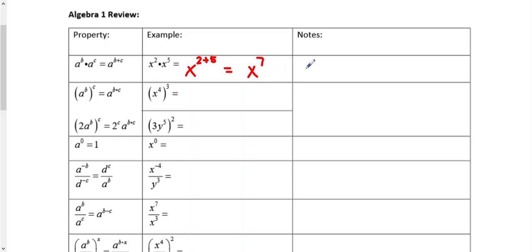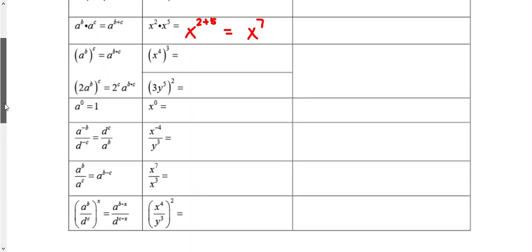And if you need to, pause the video, jot down any notes. In this second property, I'm dealing with parentheses. So that's a big difference between the first and the second one. First one, there were no parentheses. The second one, I'm dealing with parentheses. So what that is saying is I'm now taking something, so a to the b power, and I'm raising all of that to the c power. And what I want you to remember is that when you see parentheses, think distributive property. So that might be a note to write down.